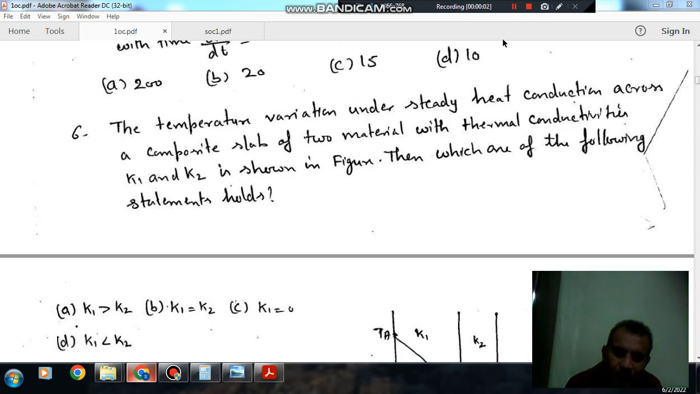Hello, welcome again. We are solving some questions of heat transfer. The topic is one-dimensional heat transfer, conduction heat transfer. Question number 6: the temperature variation under steady heat conduction across a composite slab of two materials with thermal conductivities K1 and K2 is shown in the figure. Then which one of the following statements holds?